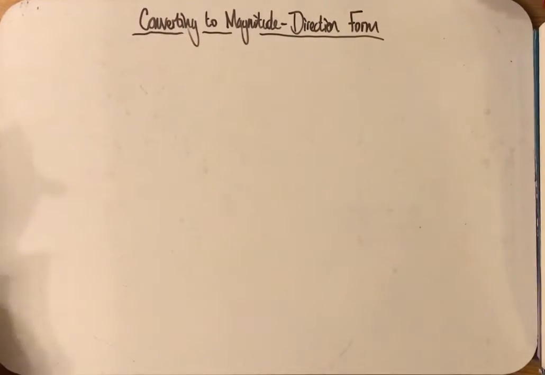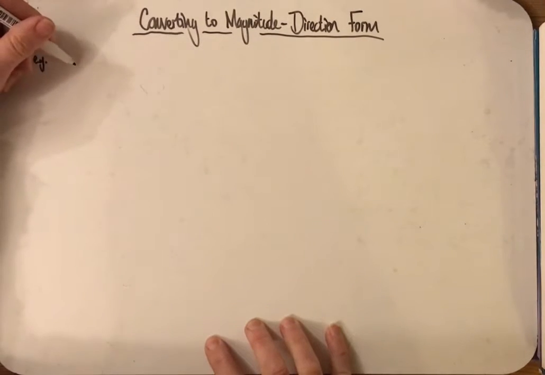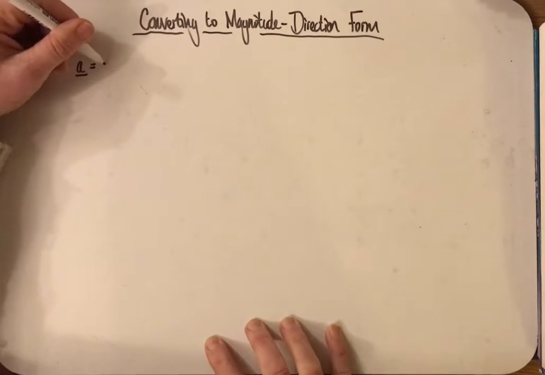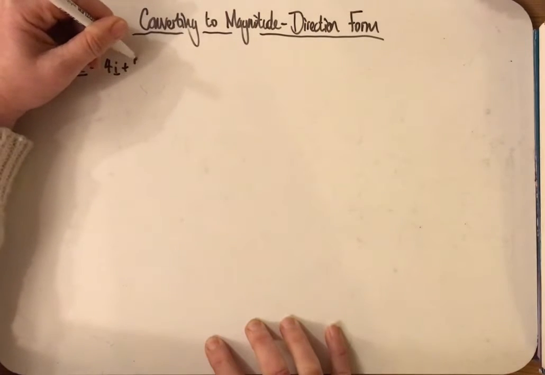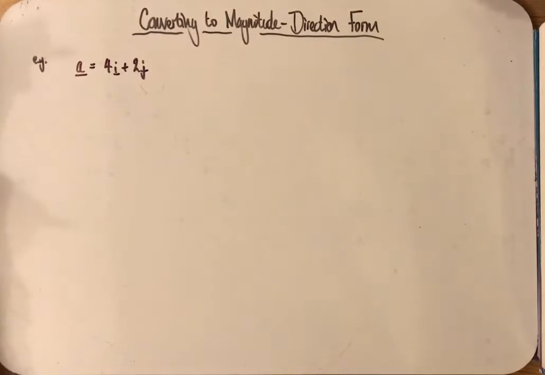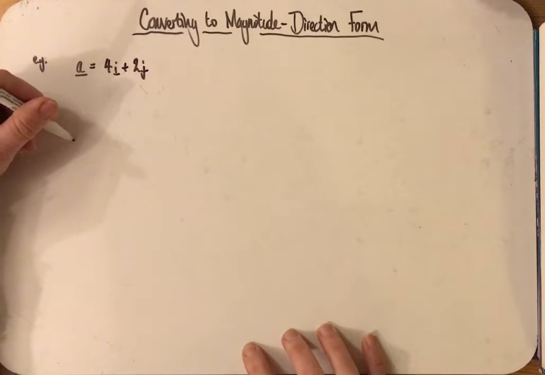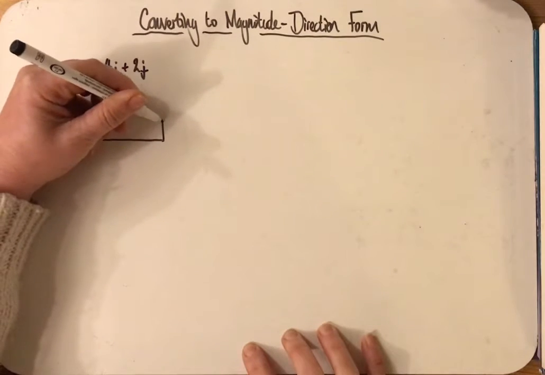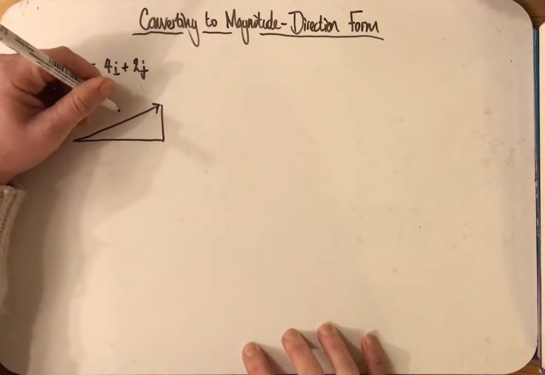Right, going back the other way, so converting to magnitude direction form from component form. So we're going to have a vector A, and vectors should be underlined. It's going to be 4i plus 2j. So across 4, up 2, and that gives us the vector A.